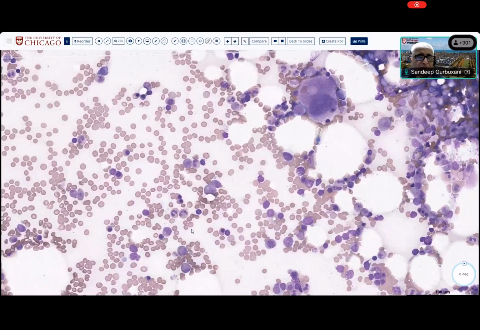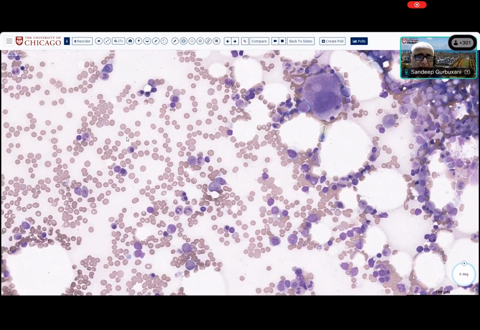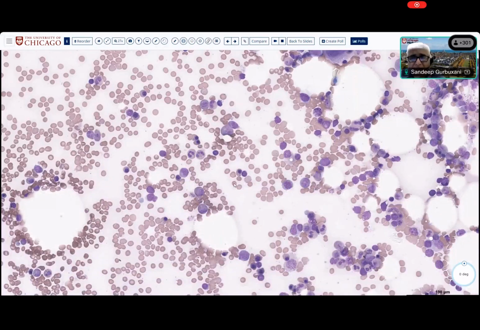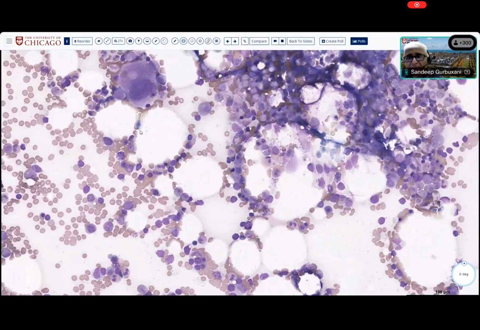And again, as you move away from this spicule, you will start seeing some smudge cells that are not intact and cannot be used for assessment of morphology. So this is the best part of the smear that you want to evaluate and assess your morphology. And this is also the part of the slide where you would do your cell count.